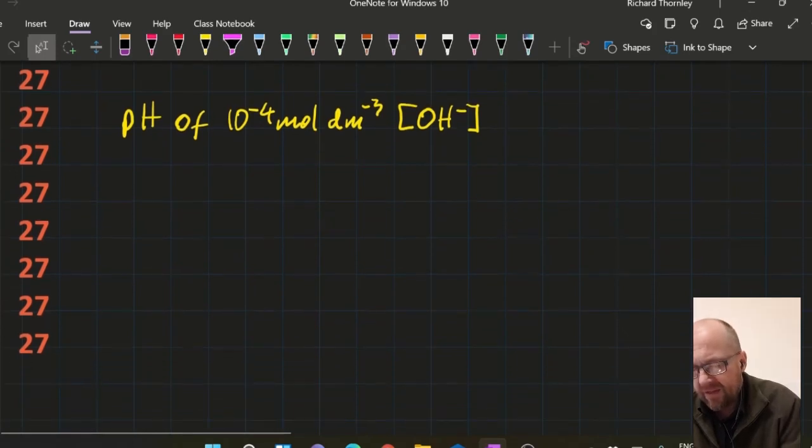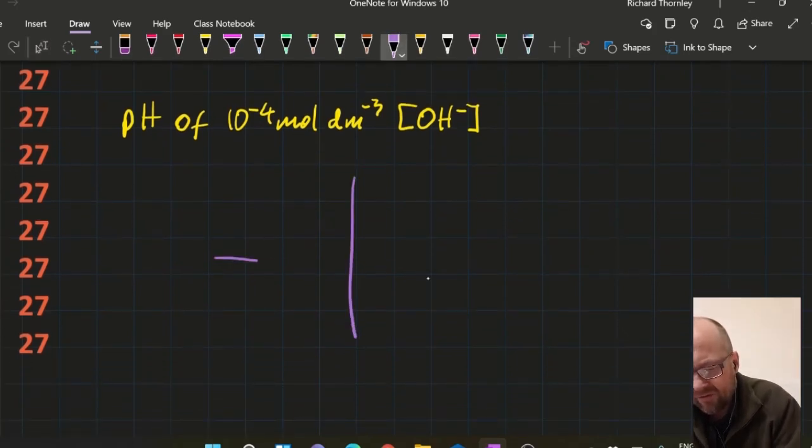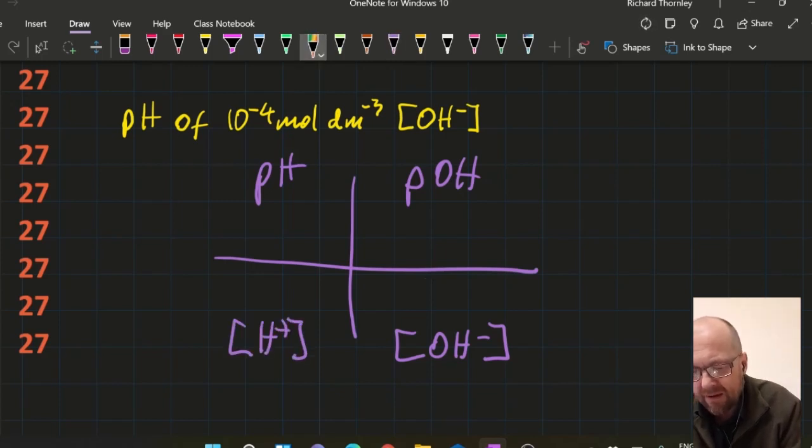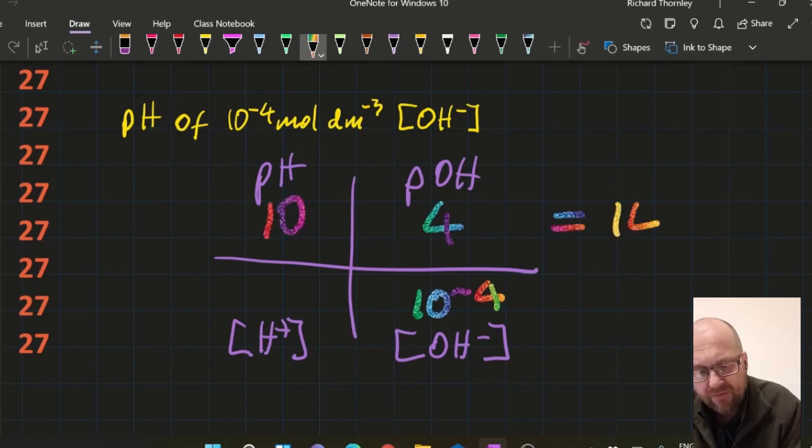27. What's the pH of that? Well, I like to draw this grid. I've got pH here, pOH there, hydroxide here, H+ there, and just fill it in unthinkingly and blindly. So this is 10 to the minus 4, which means it's pOH 4, which means that must be 10, because they both got to equal 14, standard temperature pressure.